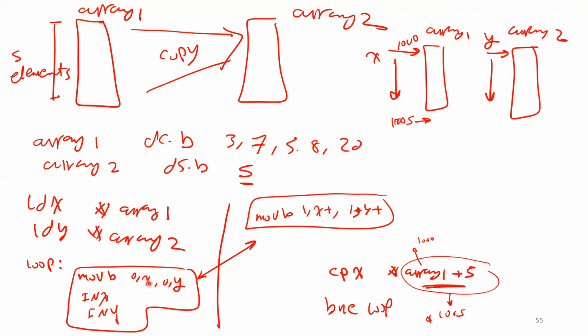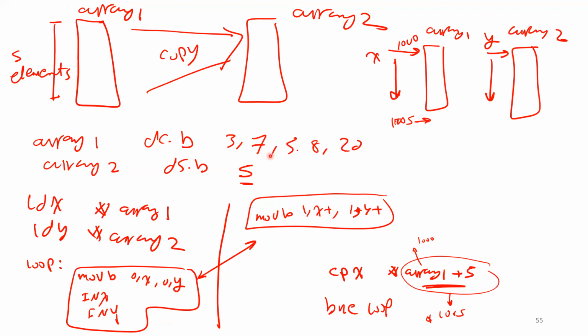So I can say move byte 0,X, 0,Y, increment X, increment Y. Okay, and then I have to loop back. How many times do I have to loop back? Yeah, you can do it 5 times, right? Or I have a better idea, as I explained before. You should understand it. Very interesting and very useful.